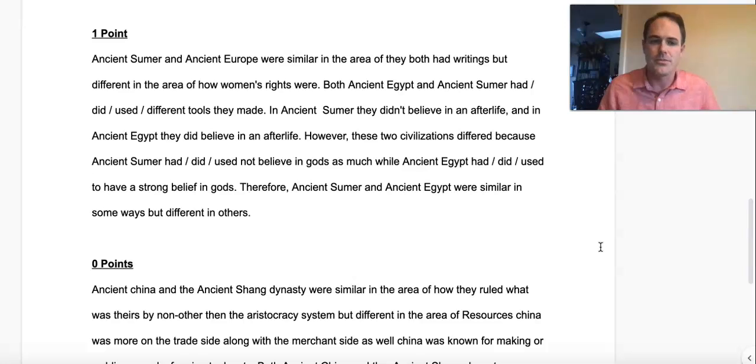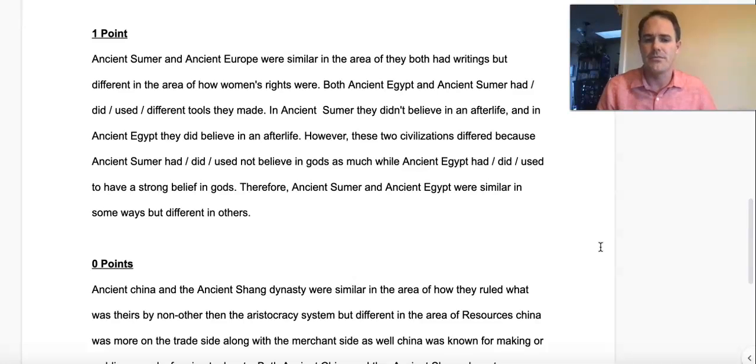Both ancient Egypt and ancient Sumer did, used, again, those were suggestions. I wanted you to pick one. Different tools they made. It's vague. And how is it related to writings? I don't see a connection. In ancient Sumer, they didn't believe in an afterlife. True. But how is it related to the idea of women's rights? And in ancient Egypt, they did believe in afterlife. Okay, so here's a comparison, but sort of not supporting anything, not connected to the topic sentence.